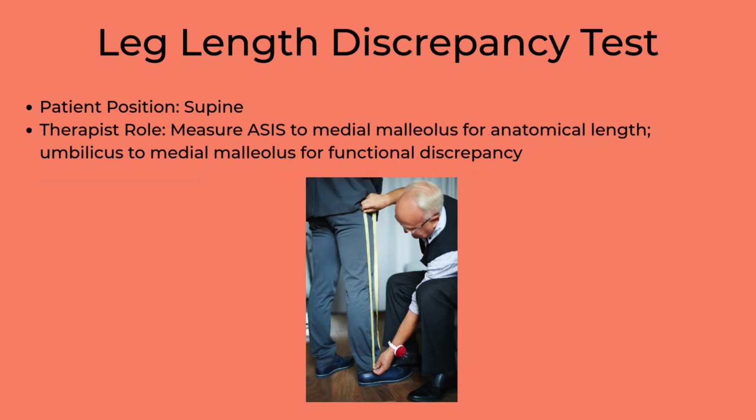Okay, the last test is the leg length discrepancy test. This test is used to measure the length of the legs to identify any discrepancies. The patient is positioned supine, lying on their back. The examiner measures the length of the legs from the anterior superior iliac spine, or ASIS, to the medial malleolus for anatomical length, and from the umbilicus to the medial malleolus for functional length. The image shows the examiner measuring the leg length. Any difference in measurements between the legs indicates a leg length discrepancy.